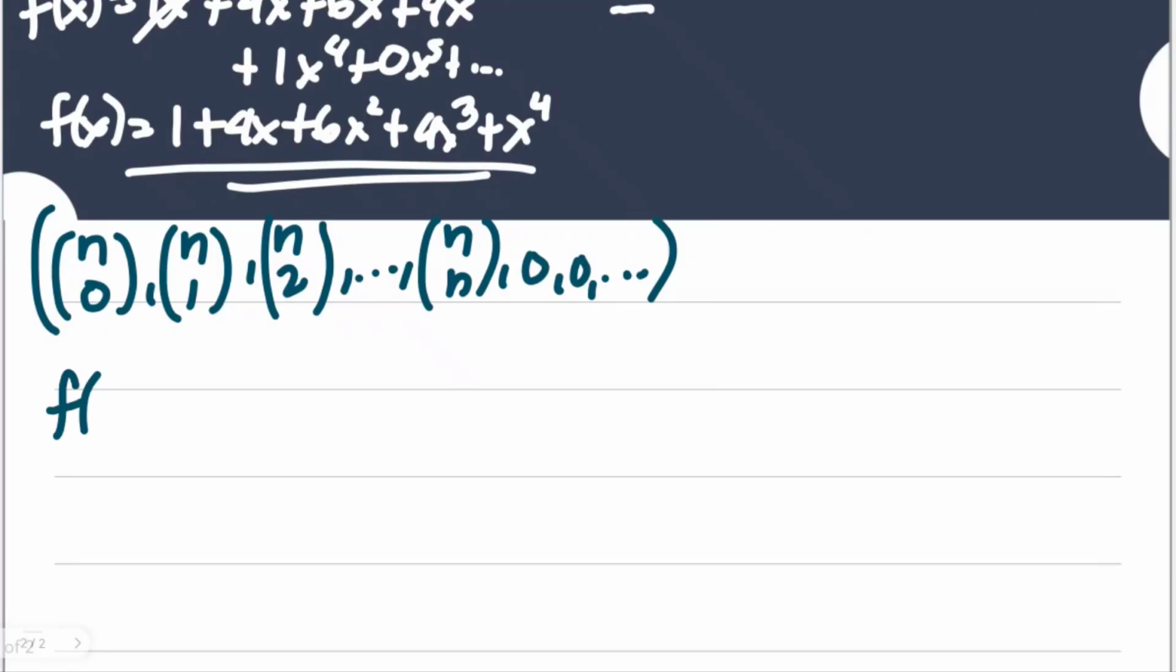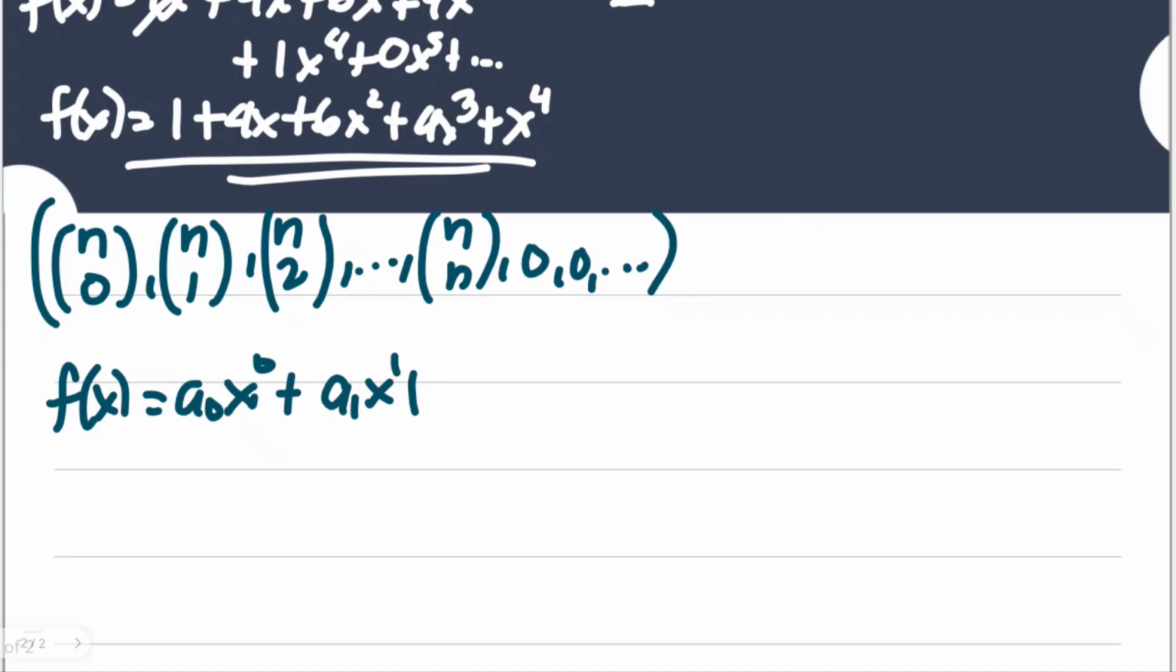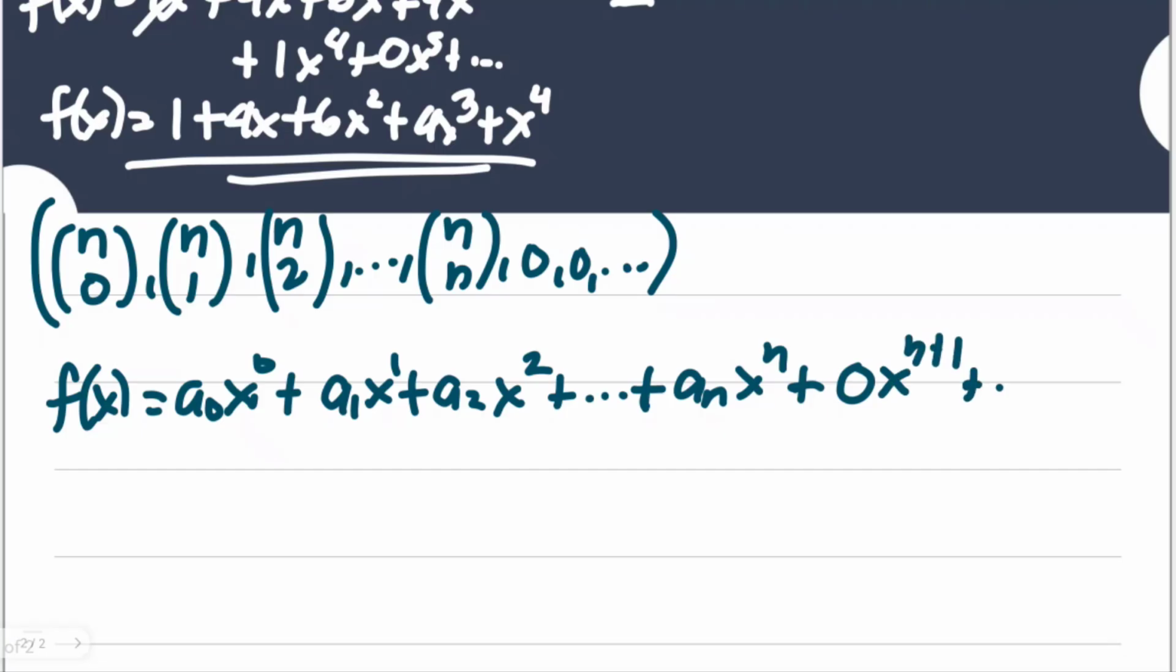So still, f of x is a sub 0 x to the power of 0 plus a sub 1 x to the power of 1 plus a sub 2 x to the power of 2 plus until n, a sub n x to the power of n, and of course next would be zeros, x to the power of n plus 1 increasing, and so on and so forth.